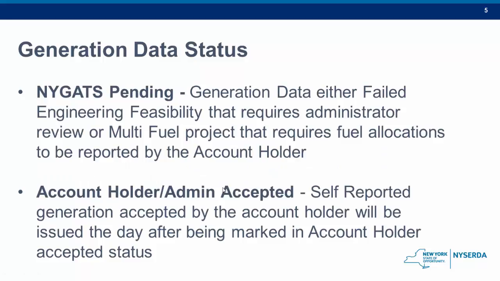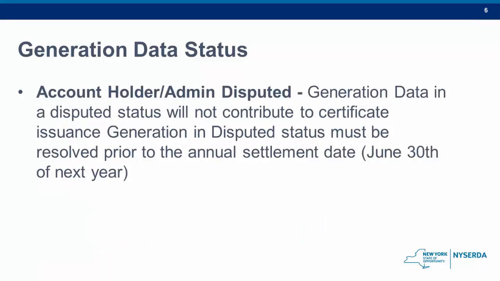NYGATS pending status is generation data that's either failed engineering feasibility that requires administrator review or multi-fuel project that requires fuel allocations to be reported by the account holder. Account holder or admin accepted status is self-reported generation accepted by the account holder that will be used for issuance the day after being marked in account holder accepted status. Account holder or admin disputed is generation data in a disputed status that will not contribute to certificate issuance. Generation in disputed status must be resolved prior to the annual settlement date, June 30th of the next year.